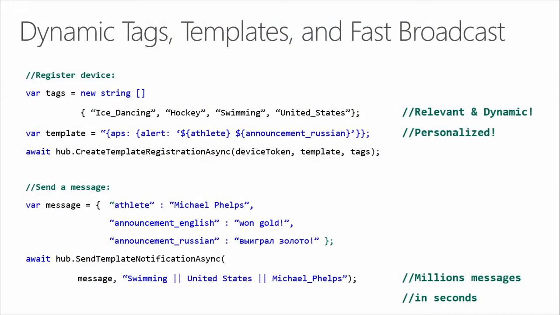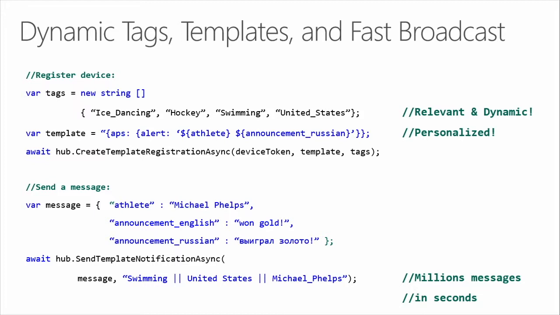our backend, whenever the event actually happens, in this case, Michael Phelps wins yet another gold medal, can now send a notification to everyone who might be interested either in swimming or United States or Michael Phelps. And we'll pass a message that has parameters, which in our case reflect localized strings. This message is a logical message. It's a JSON structure. And notification hubs will take care of identifying which devices to send it to and apply the respective templates reflecting the preferences of individual users owning those respective devices.